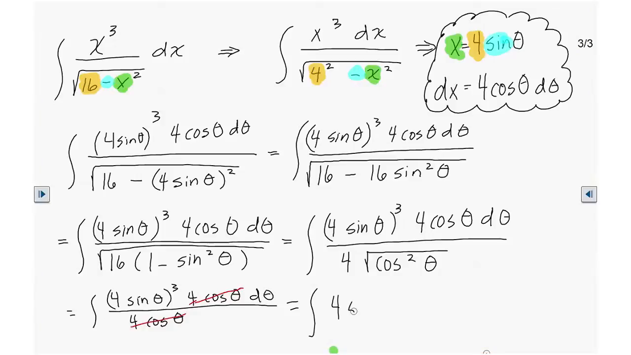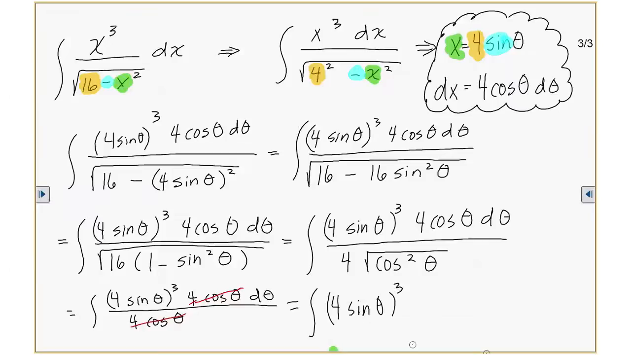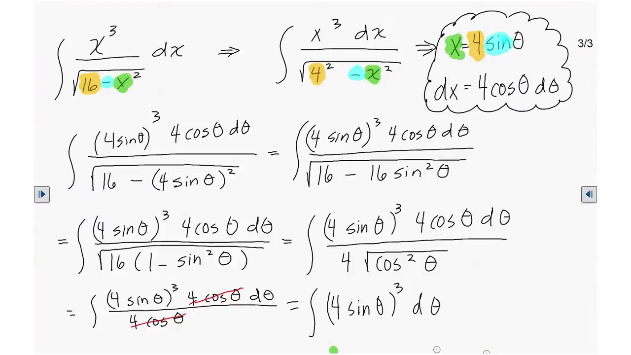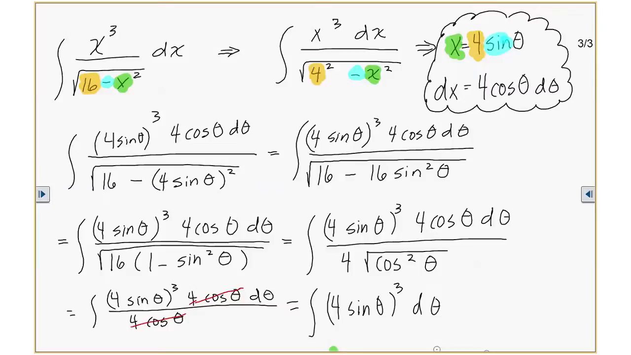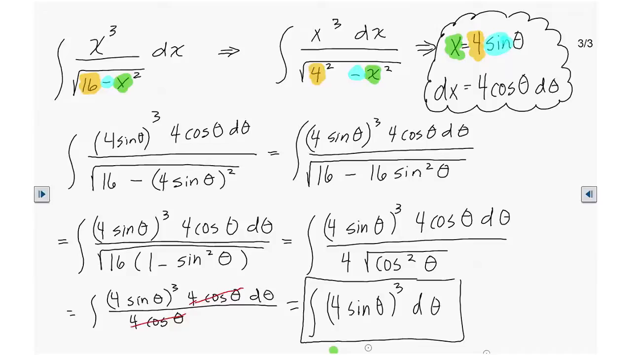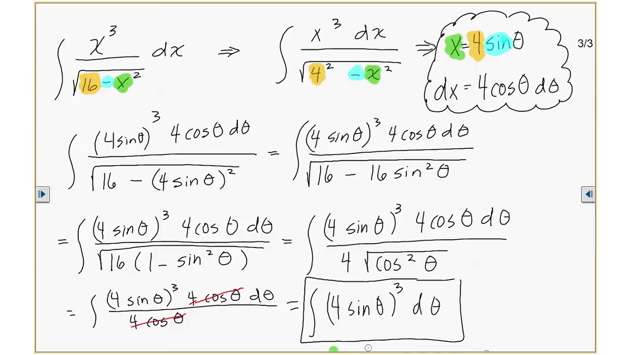Four sine theta cubed d theta. And now what do you have? We remember seeing that in the last section. You've got a sine raised to an odd power. Remember that? What do you want to do?